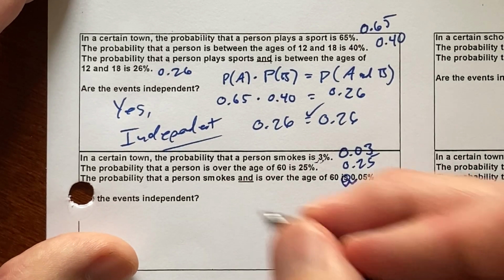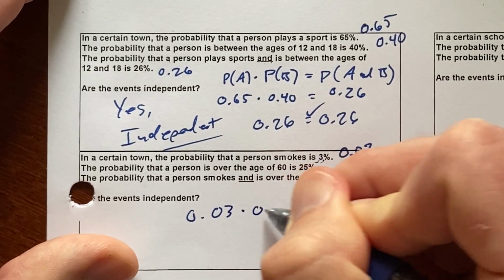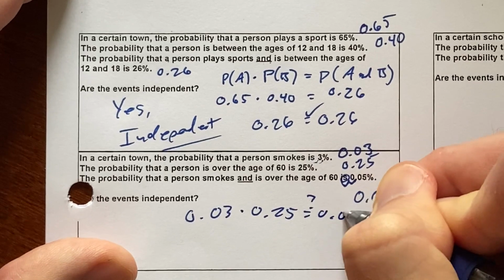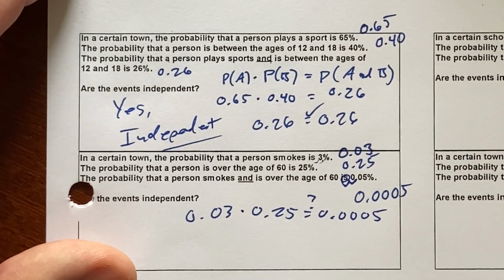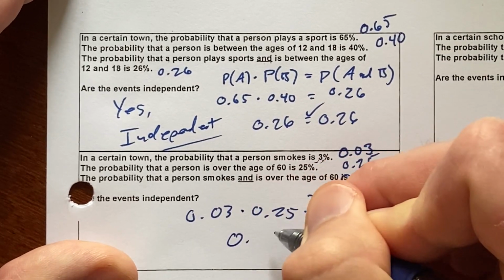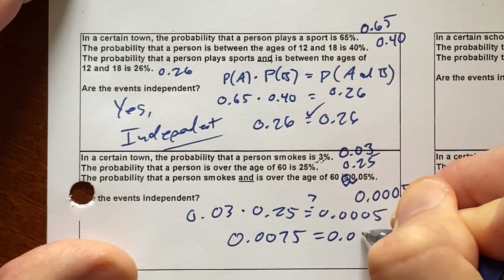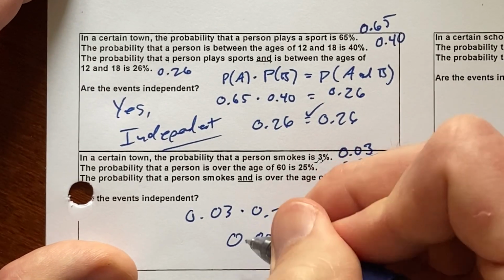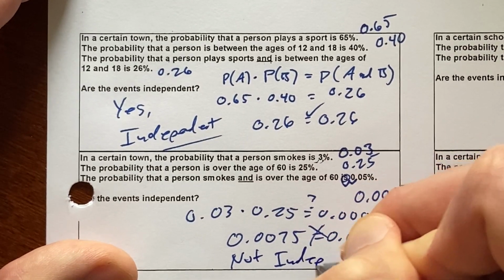And are they independent? So we're going to say 0.03 times 0.25. Does that equal 0.0005? When you punch that into your calculator, you get 0.0075. No, those are not equal. No, not independent.